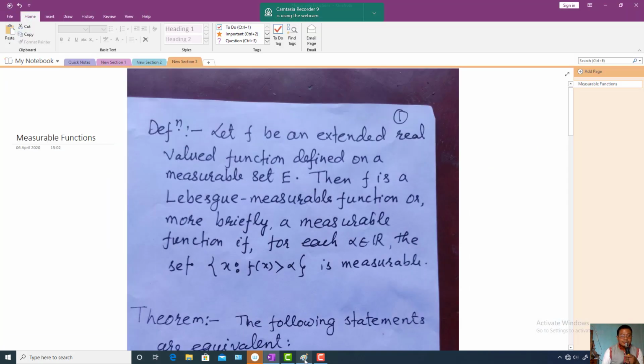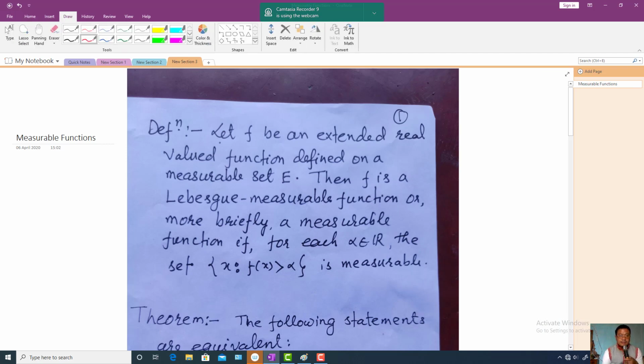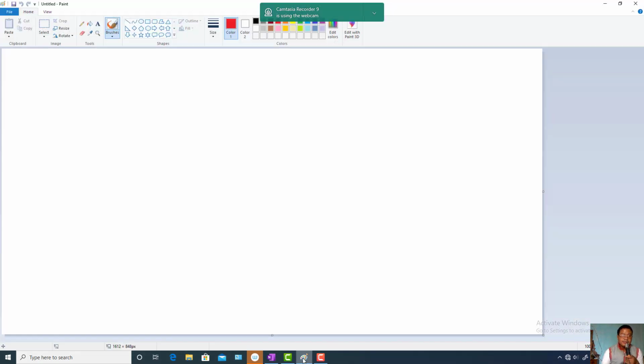Let f be an extended real valued function. First, let me explain what you mean by an extended real valued function. Before defining extended real valued function, let us talk about extended real number.